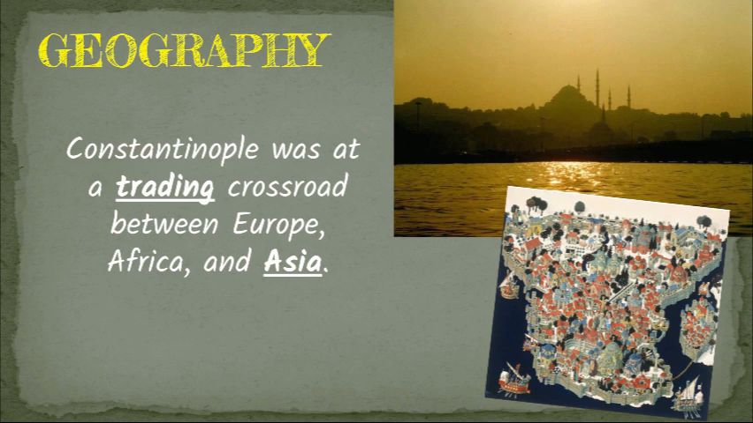So Constantinople was a crossroads. It was easily accessible by Europe, Eastern Europe. It was easily accessible by North Africa and Asia and the Middle East. Therefore, you had lots of different ideas coming into this city and lots of trade goods coming into this city, which made the city very wealthy and also exposed it to lots of different cultures and ideas.